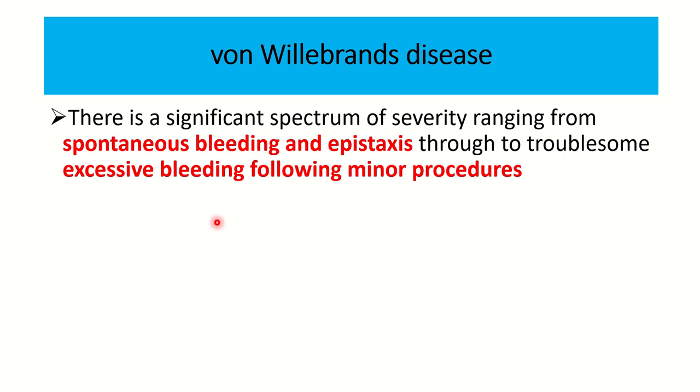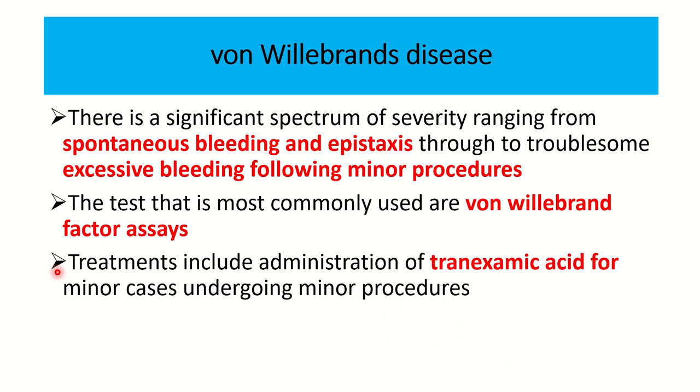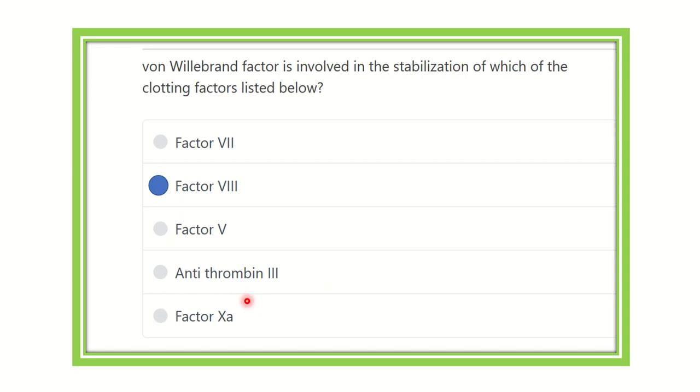And its clinical features are spontaneous bleeding and troublesome epistaxis, and excessive bleeding following minor procedures. During any surgical procedure, more bleeding occurs, and spontaneous bleeding occurs in different parts, also epistaxis. And it is diagnosed by the von Willebrand factor assay. And treatment includes tranexamic acid in minor cases.